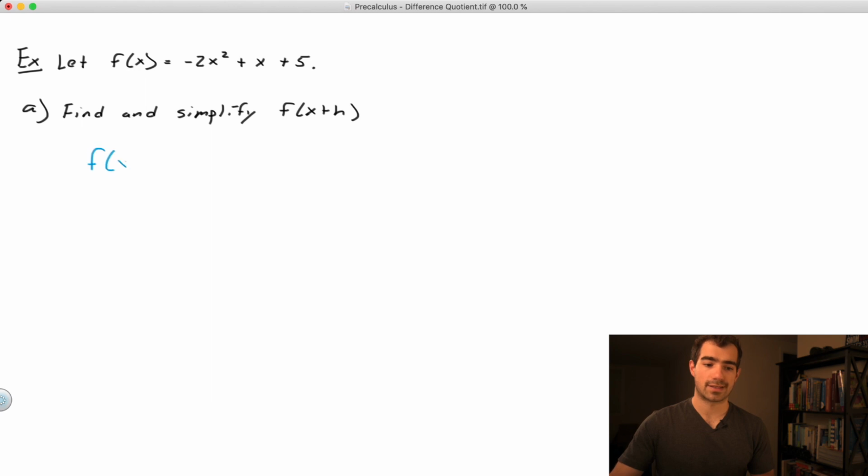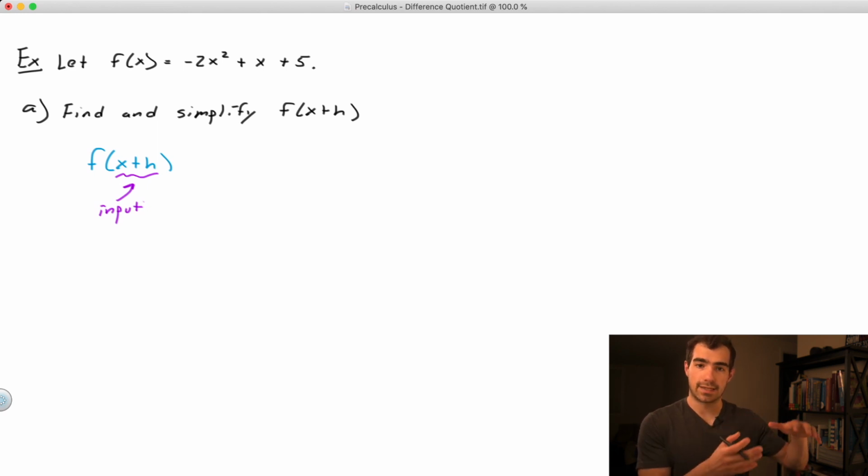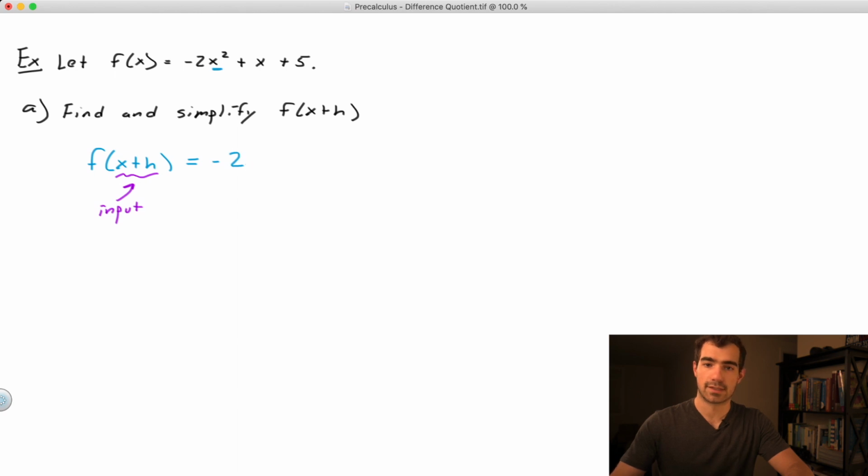So f of x plus h, again, remembering here that this just means we're inputting the expression x plus h. So that whole quantity that's inside the parentheses there, the x plus h, is going to get subbed in every time we see x right here and here in our original equation. And so we can say this is equal to negative 2, right? Here's our first instance of x. So instead of writing times x squared, we'll write times the quantity x plus h squared. And then we've got plus. Here's our second instance of x. Instead of just writing x, we will write plus the quantity x plus h. And then, of course, we have just plus 5 at the end.